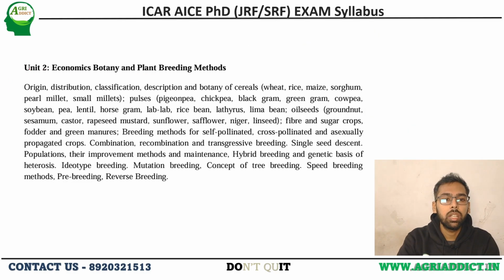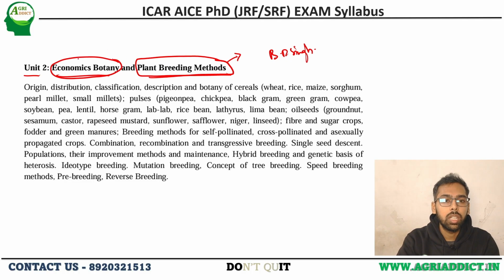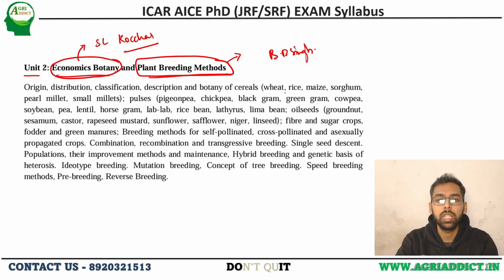And regarding unit 2, which is economic botany and plant breeding methods. Most of the plant breeding methods syllabus will be covered in the B.D. Singh book on plant breeding. But regarding economic botany, there is a book of Economic Botany by S.L. Kochar. This is the book you need to refer to, and try to limit yourself to the crops which are mentioned here.